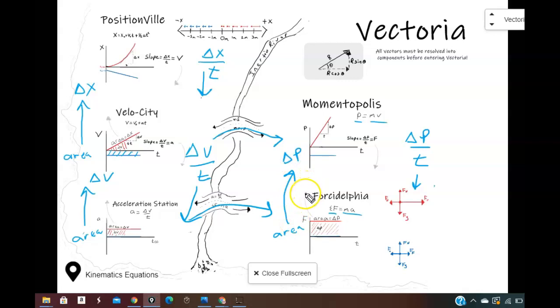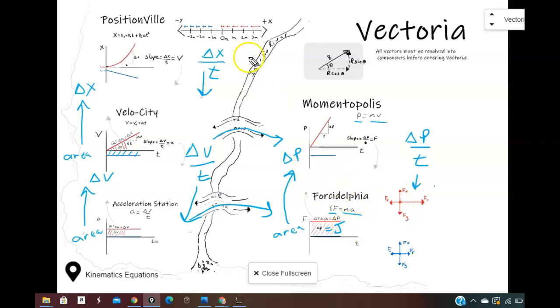That change in momentum has a special name. It's called an impulse. So if you see a force times a time, or the area under a force-time graph, that's called impulse. And so we should remember that change in momentum is impulse. We usually use a capital J to represent that.